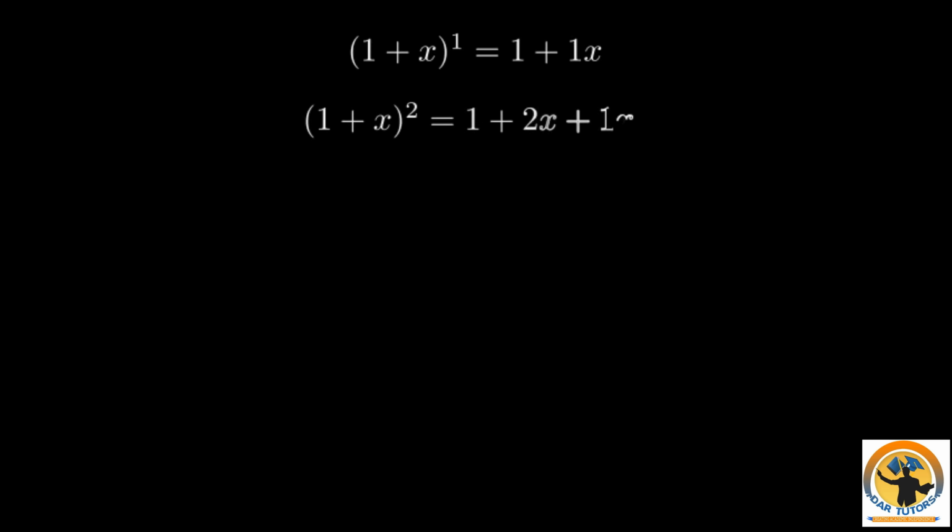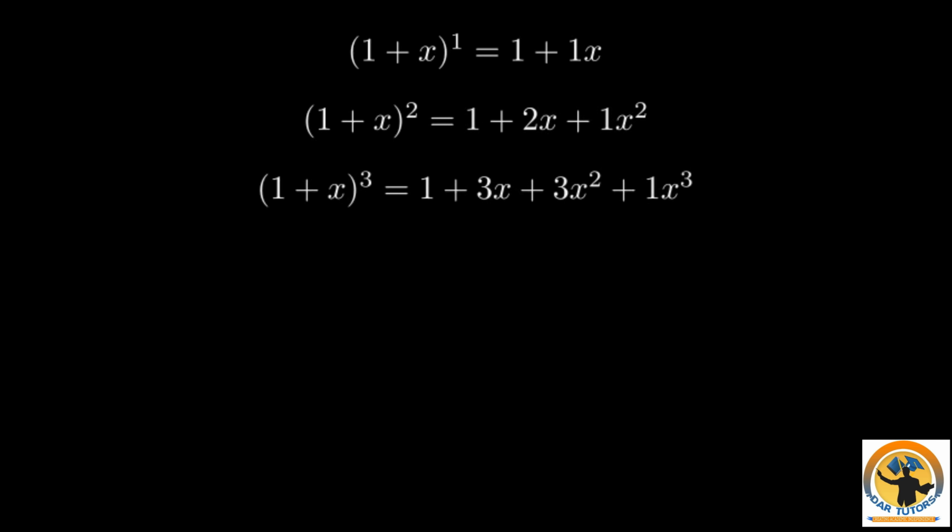Let's begin our journey into binomial expansion by looking at a fascinating pattern. We'll start by expanding some simple binomials. First, (1 plus x) to the power of 1 is simply 1 plus x. Next, (1 plus x) squared is 1 plus 2x plus x squared. And (1 plus x) cubed is 1 plus 3x plus 3x squared plus x cubed.